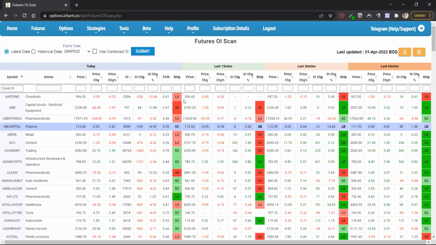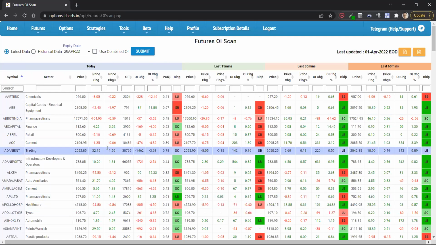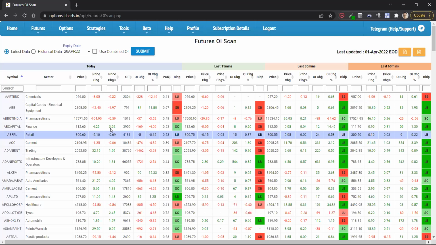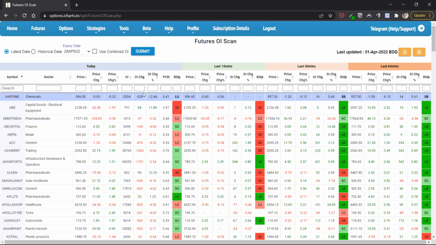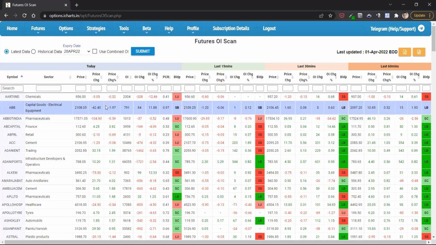Once the market opens, you would have to give this a little while for this data to build up, because this today section will show up immediately after the market starts, because this shows you how the stocks are moving compared to the previous day. What is the price change, OI change? That is happening compared to the previous day.